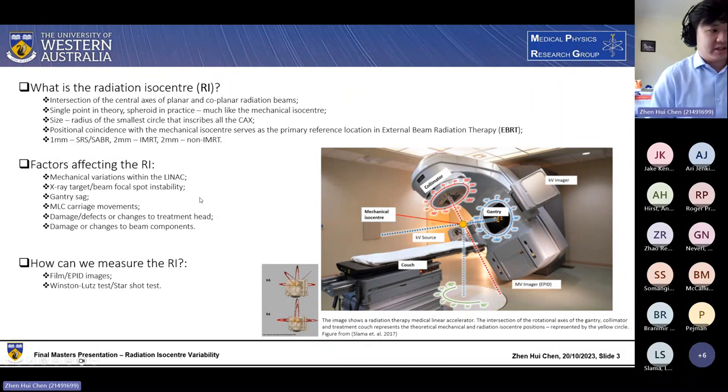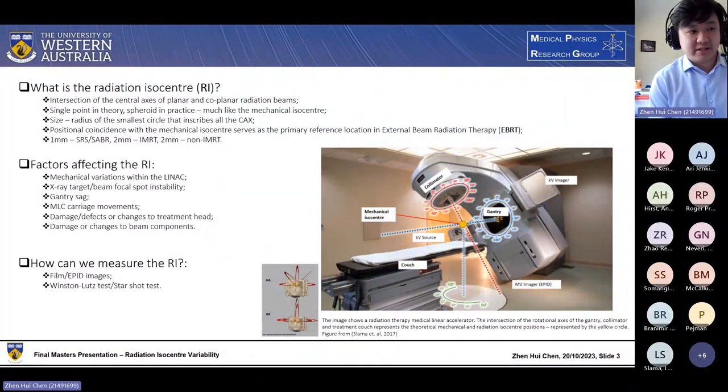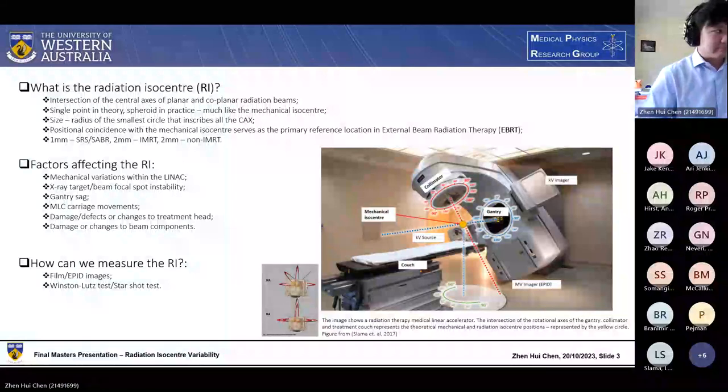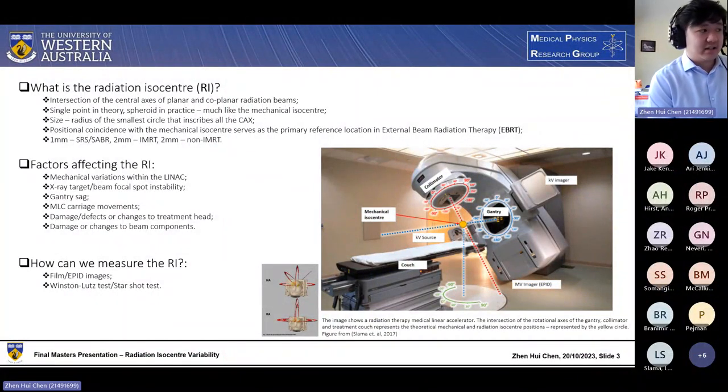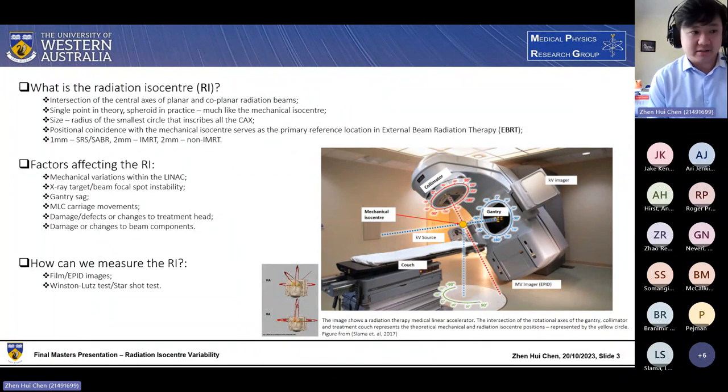I got this image here from Luke Slama's paper, and it shows how the coincidence of your gantry axis, your collimator axis, and your couch axis gives you your mechanical isocenter. In practice, that should also be where your radiation isocenter is. But as we know, that's not the case. Some factors affecting the radiation isocenter would be mechanical variations within the Linac. No two Linacs were made the same. You have your X-ray target and beam focal spot instabilities, gantry sag due to gravity, MLC carriage movements, again due to gravity or the momentum of the actual Linac rotating, and damage or defects or repairs or changes to the treatment head or to the beam components.